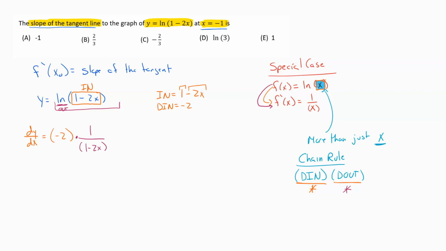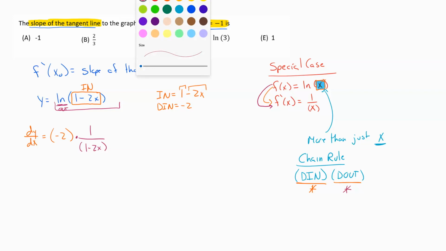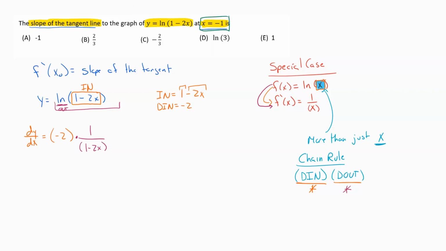So I now have a derivative, and to finish this problem out, I just need to plug into that derivative the x value that they gave me. So dy dx evaluated at x equals negative 1. That's what that bar means. It's basically telling you to plug in negative 1.